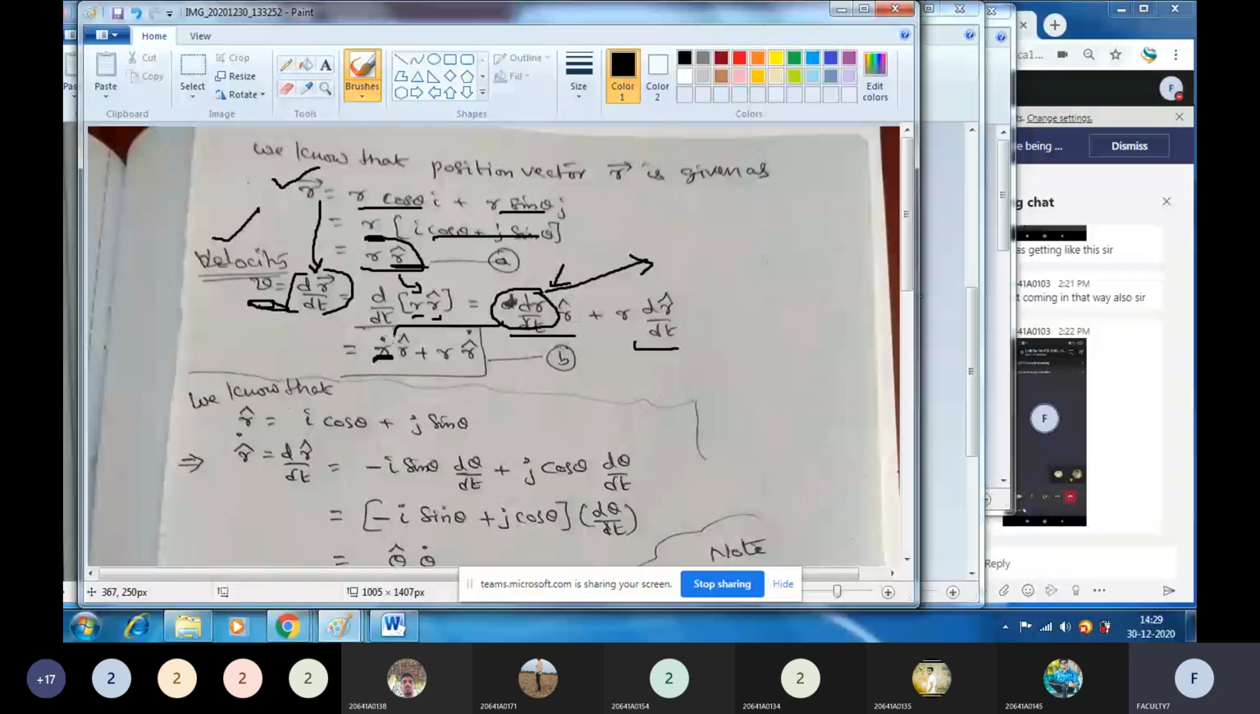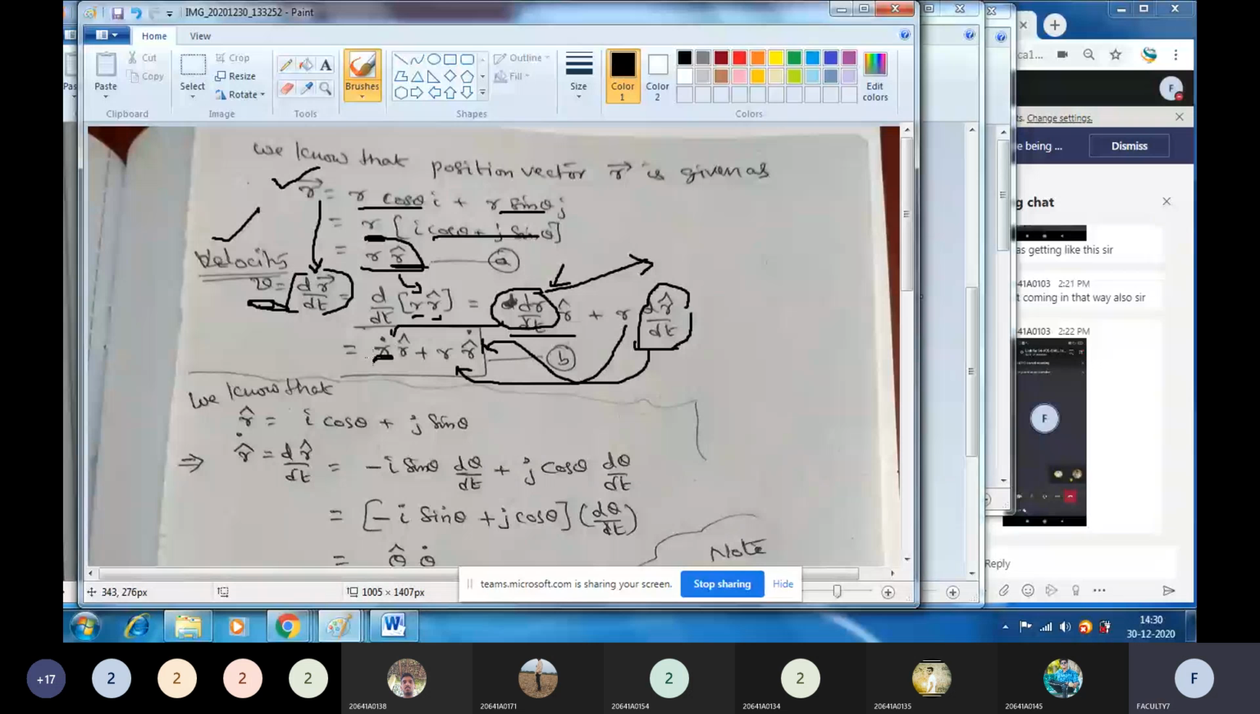R cap is there, you write it as it is. Next, r is there, you write r as it is. Next, instead of dr cap by dt, you are going to replace this with r cap dot. What is the meaning of dot? You are just replacing d by dt with a dot, on the coordinate, at that particular point.